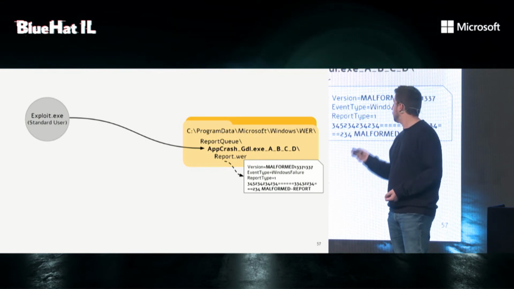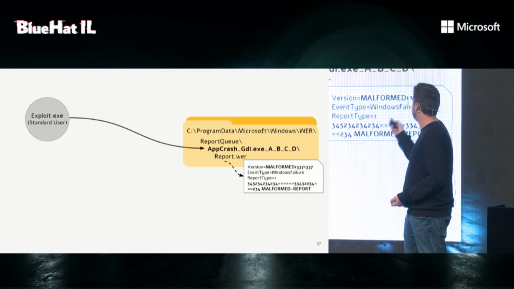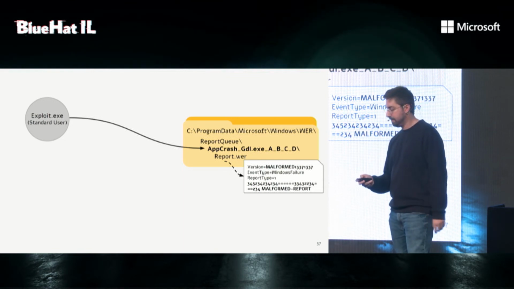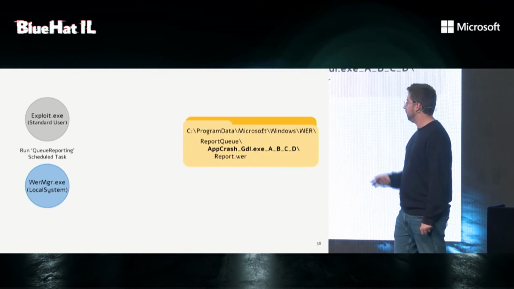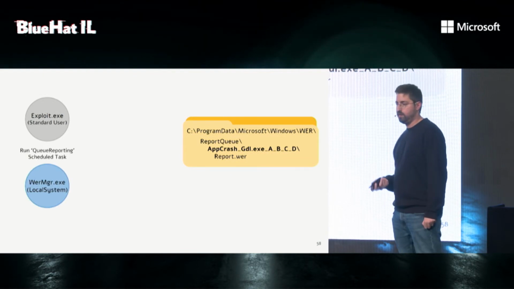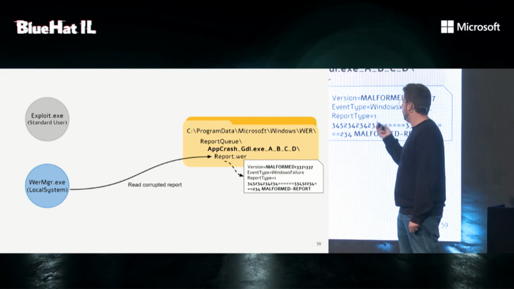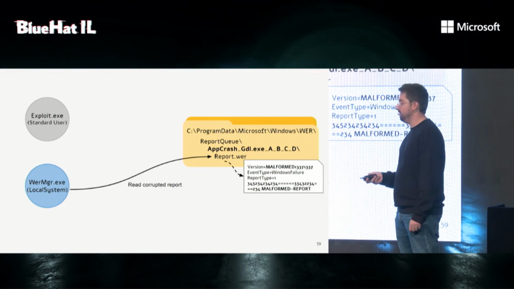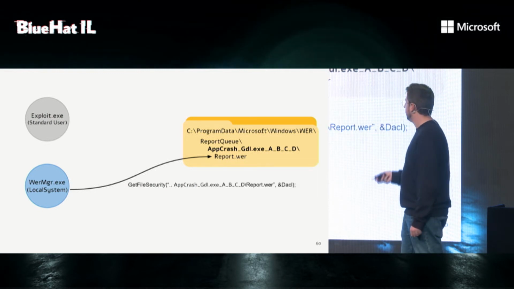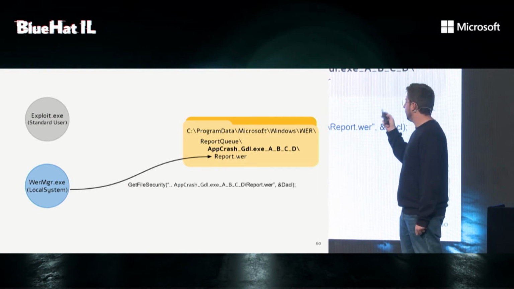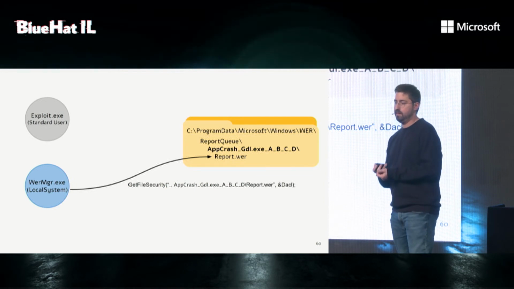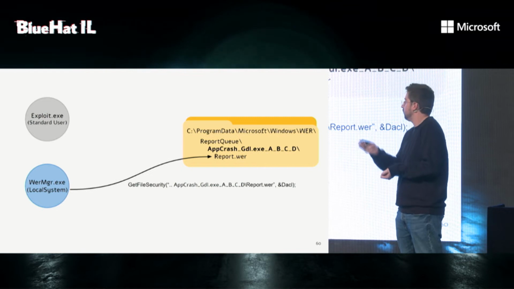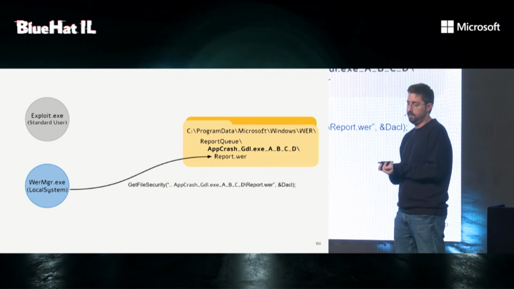To exploit this, I'd create a fake report directory under the report queue directory with a malformed INI file. Then I'll call the queue reporting scheduled task that runs WarmGR as local system. WarmGR will read the report, parse it, and understand that it is corrupted, and it will trigger the vulnerable flow. It will then call getFileSecurity on that file. And that security descriptor obviously allows write control to the standard user because it created it.